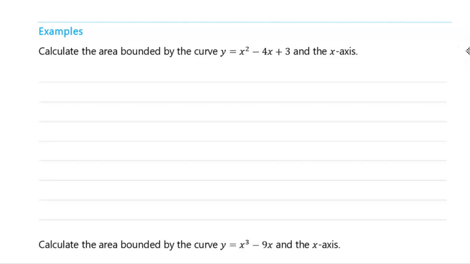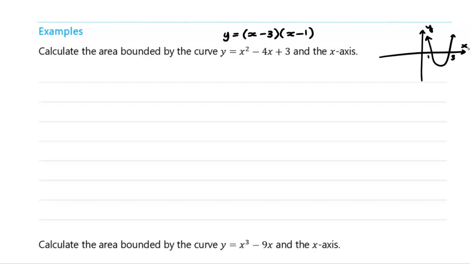So for this question, it says calculate the area bounded by the curve y equals x squared minus 4x plus 3. To get an idea of what this graph looks like, that could be (x minus 3)(x minus 1), good. So that means we're going to have something that looks like this. We're going to have 1, 3. Just a quick little sketch to help us imagine what this graph looks like.